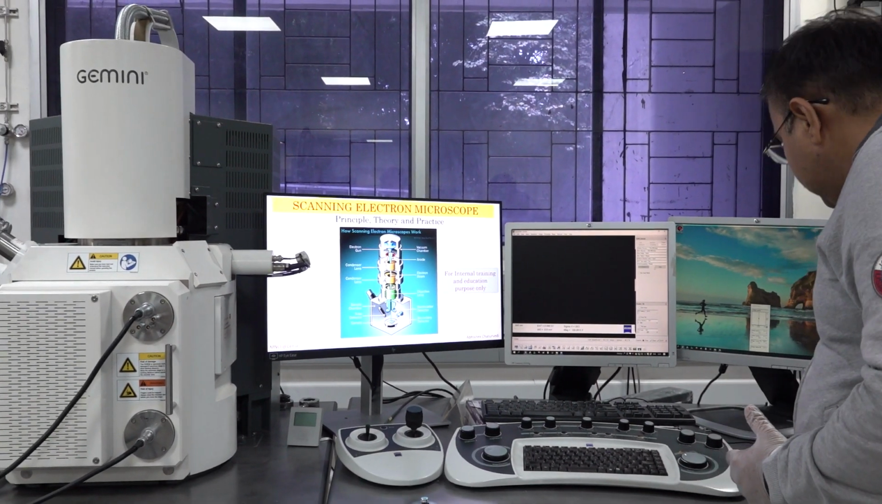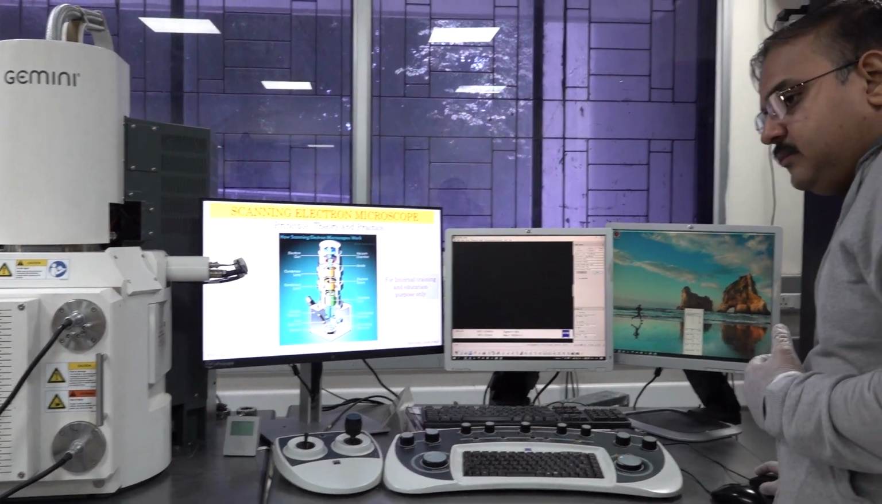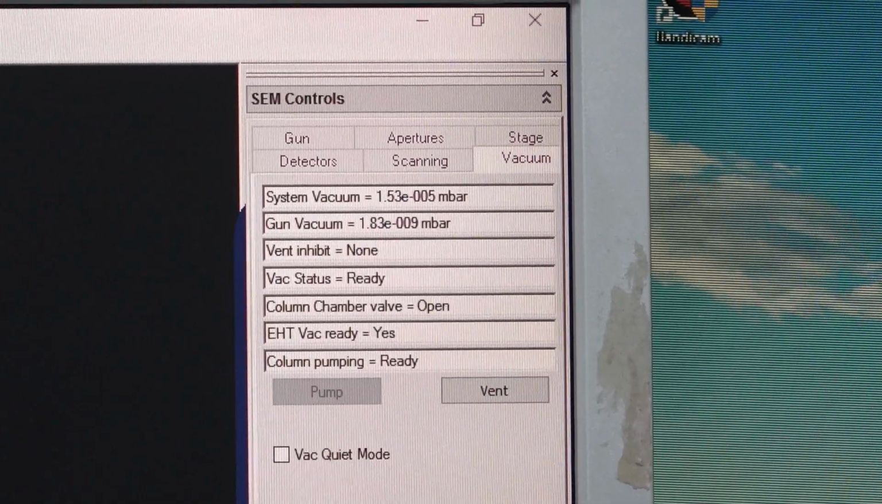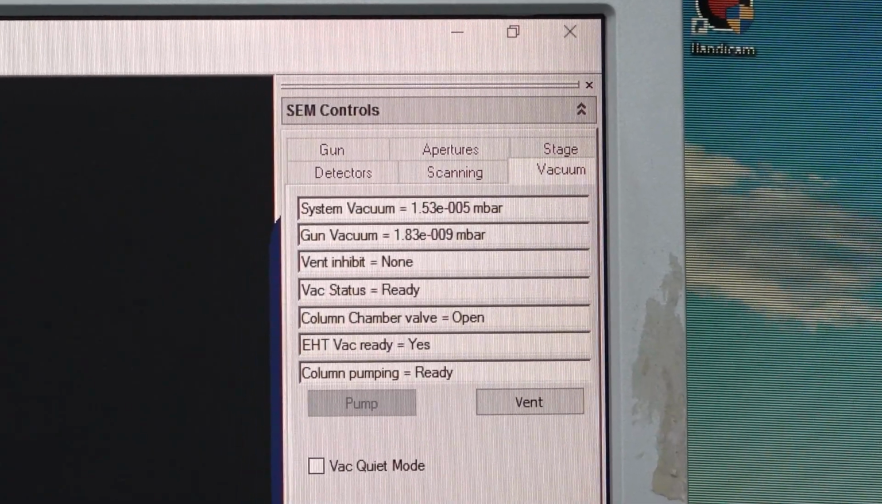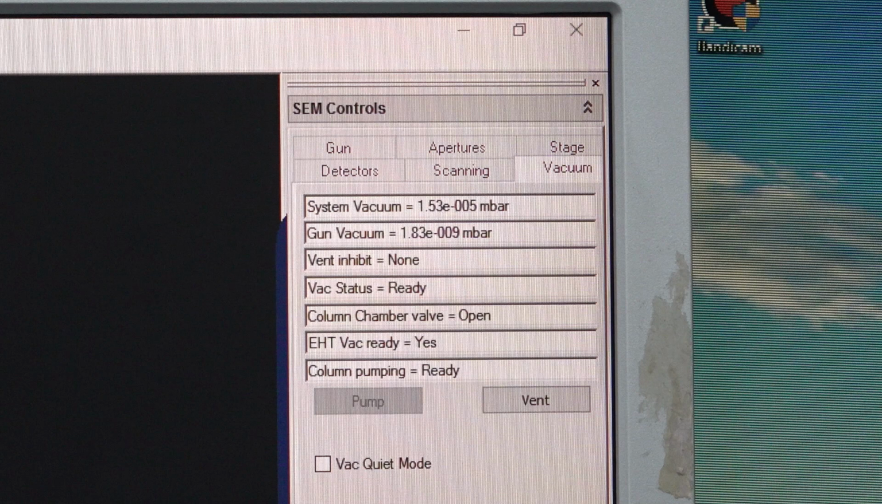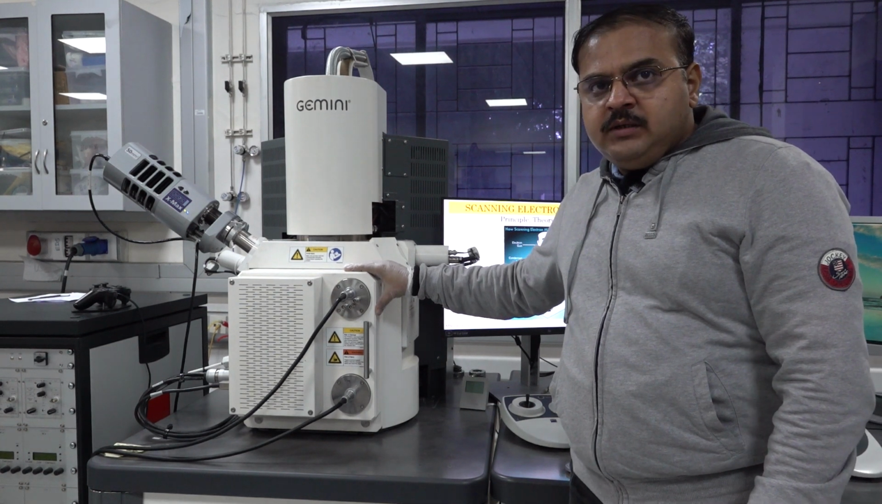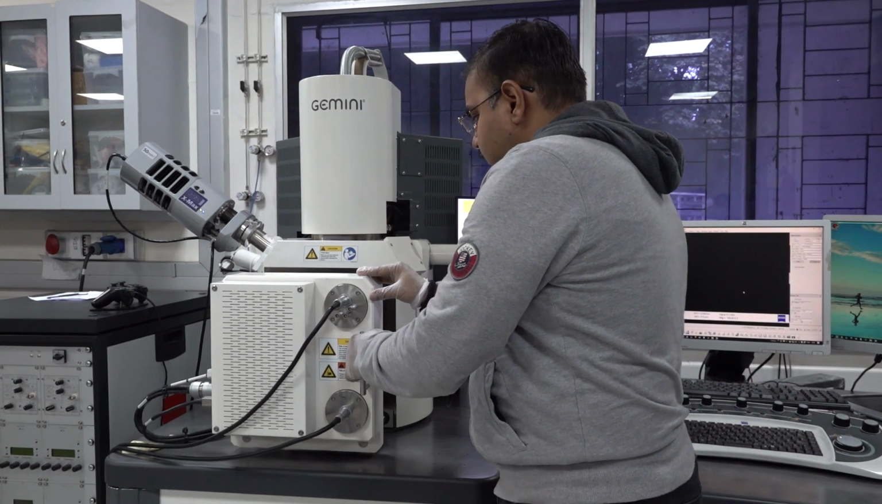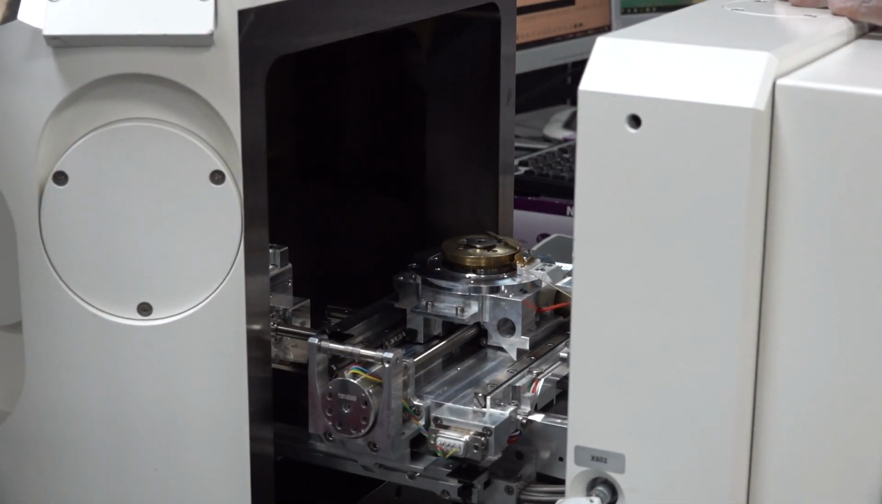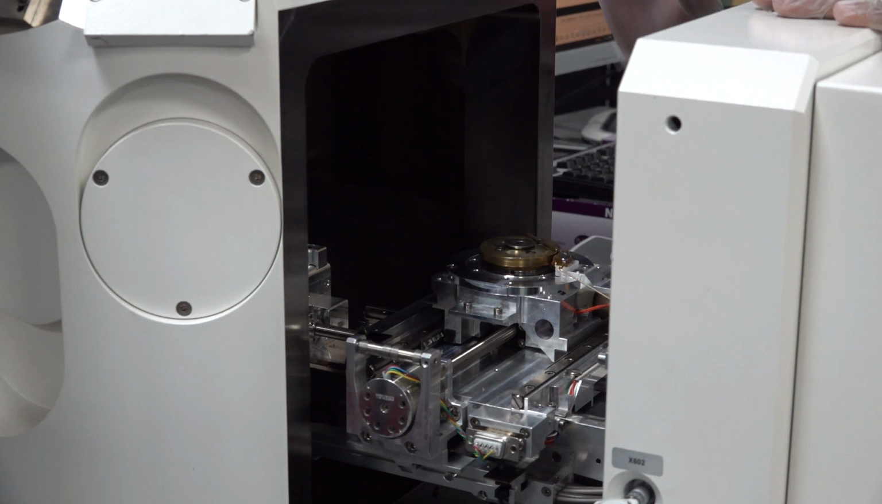Now I am going to press the vent button here. Now I am clicking. It will ask me whether I want to vent, to avoid accidental venting. I will press yes, and then you will see that the system vacuum has become grey. Now we will wait for the door to open. So now I am going to open the door. Okay, so now we have opened the SEM chamber door.